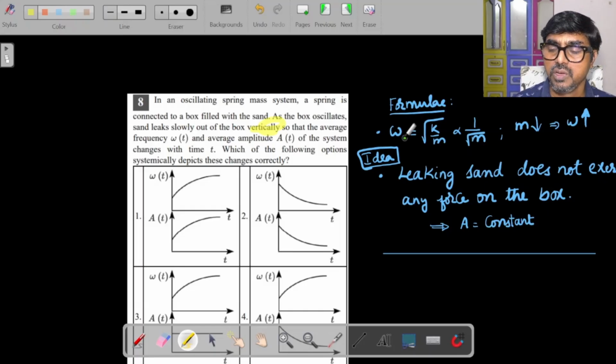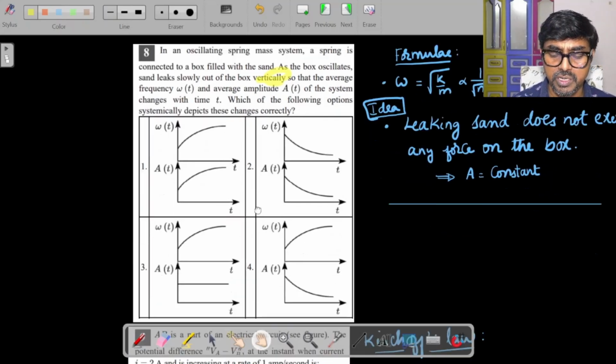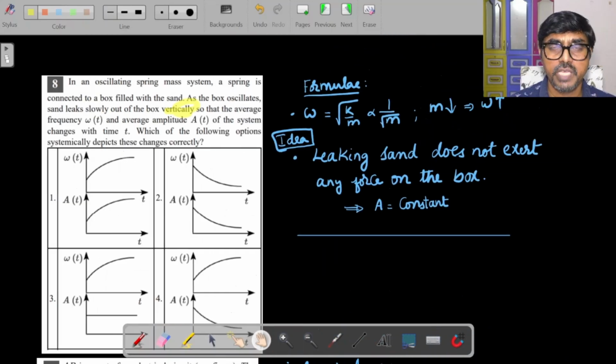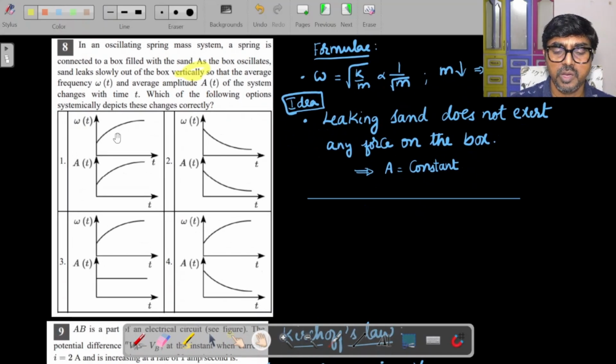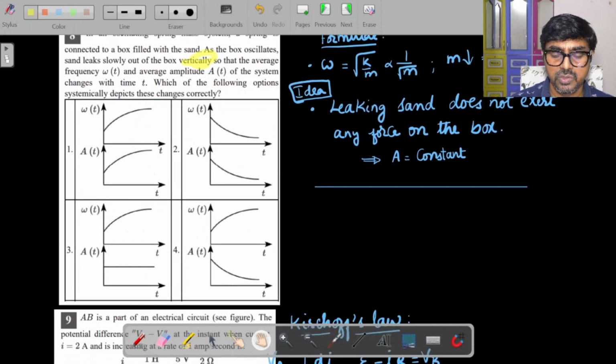Now you see, omega we'll calculate first. I hope you will be able to eliminate the options, but let's see: omega equals root k by m for a spring mass system, I hope you know that, and k is not changing here. The spring mass system is not changing, just that the box is losing mass. So it is inversely proportional to root m, where m is decreasing, so omega has to increase. Omega is increasing in option 1, in 2 it is decreasing so 2 can be eliminated, and in 3 and 4 it is increasing. So not much use, I need to focus on amplitude here.